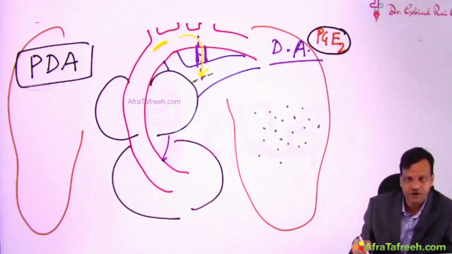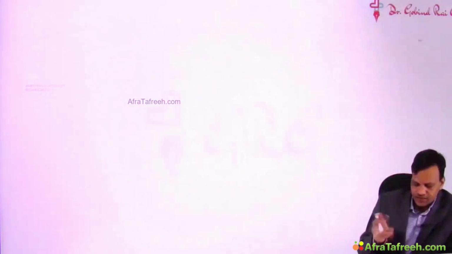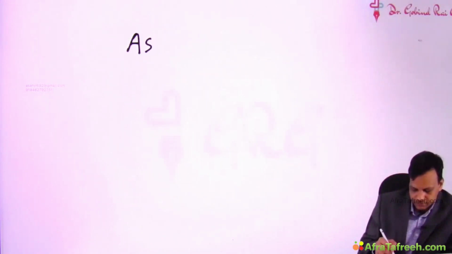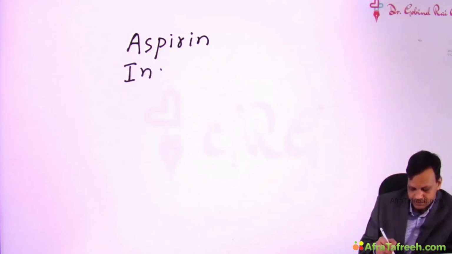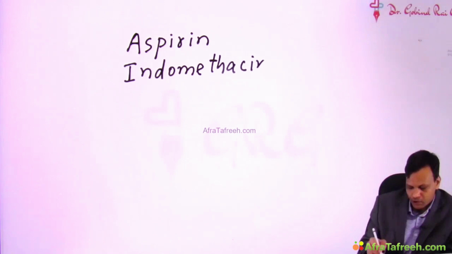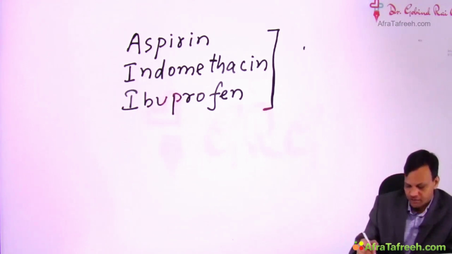And which drug inhibits the formation of prostaglandin? Yes, aspirin-like drugs. So we can give drugs like aspirin, indomethacin, or ibuprofen. All these drugs can be used for treatment of patent ductus arteriosus.